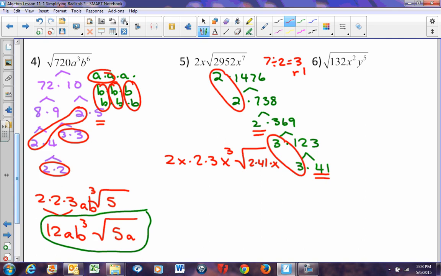So my answer is going to be 2 times 2 is 4, times 3 is 12, 12x to the fourth power, because x to the third times x is x to the fourth, square root of 41 times 2 is 82, x. So 12x to the fourth, square root of 82x.